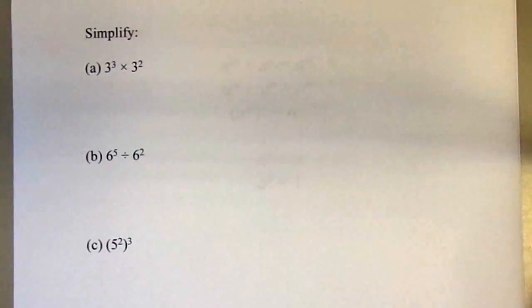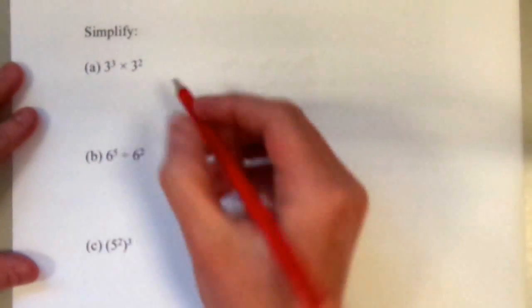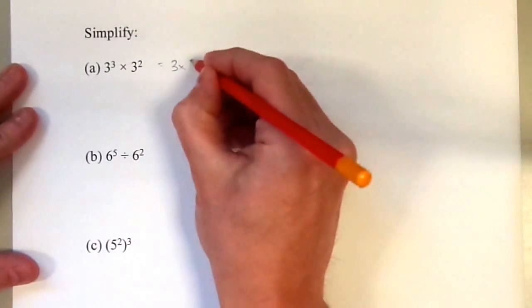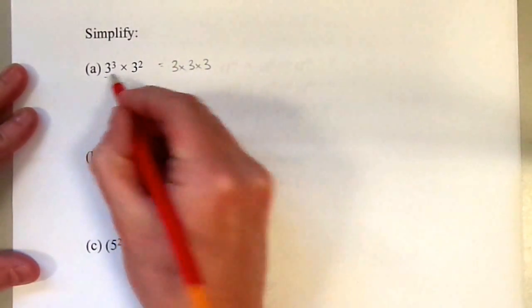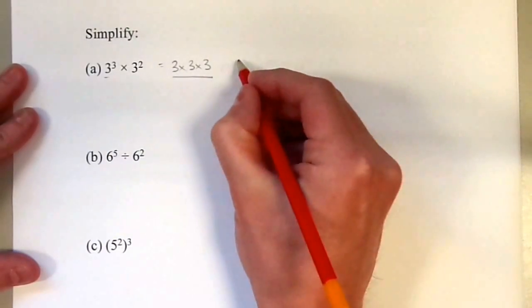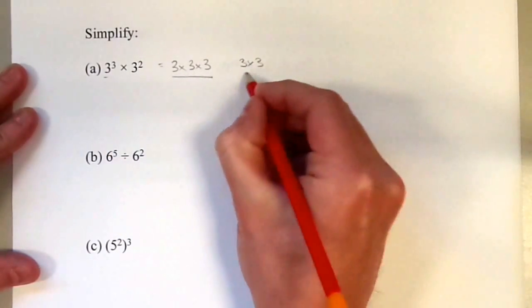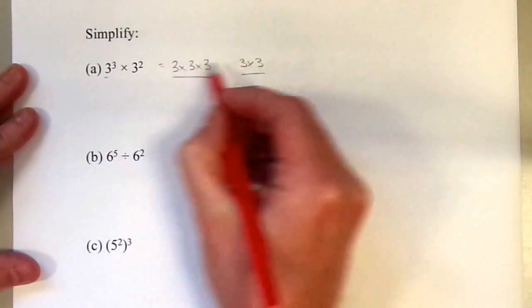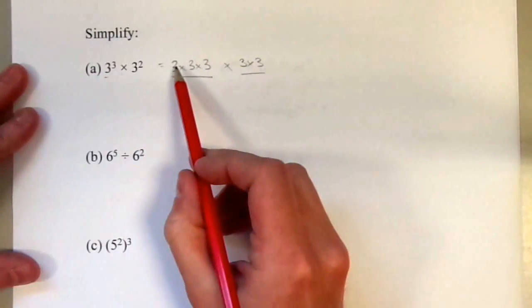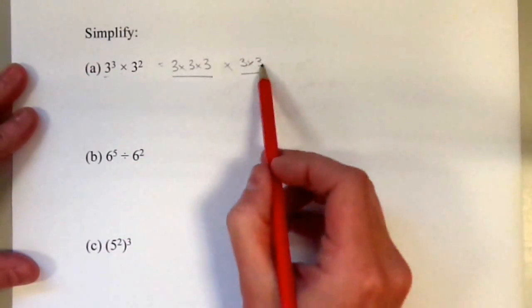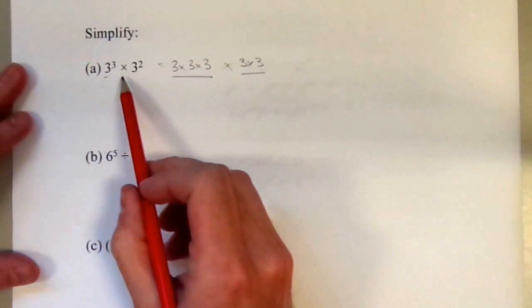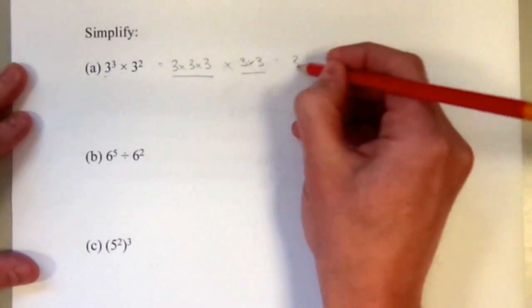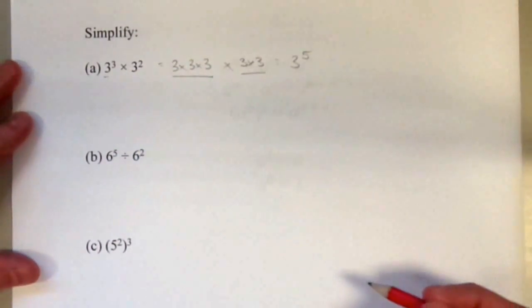We can simplify calculations involving indices. In this first one here, 3 cubed means 3 times by 3 times by 3. So that is that part there. 3 squared means 3 times by 3. And when we multiply those two things together, you can see all together we're multiplying 1, 2, 3, 4, 5 threes together. So 3 cubed multiplied by 3 squared is the same as 3 to the power 5.